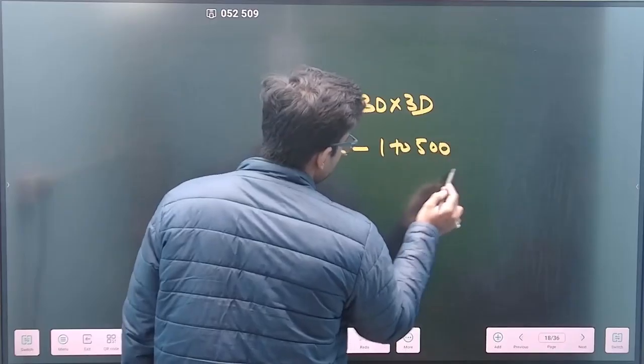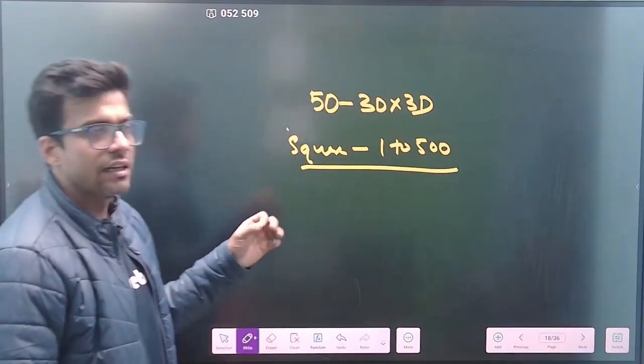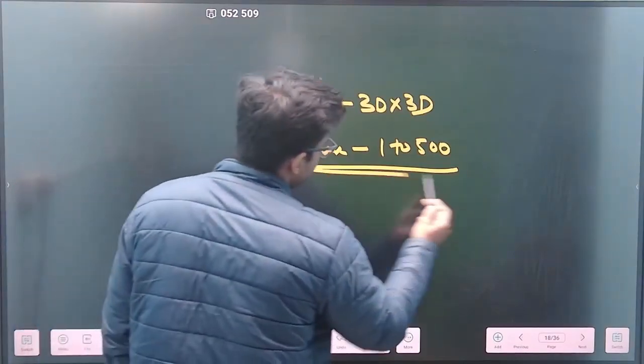Mark my words, everyone. If you will not follow these rules of mine, you won't clear any of the examination. These are must known facts which you all should know.